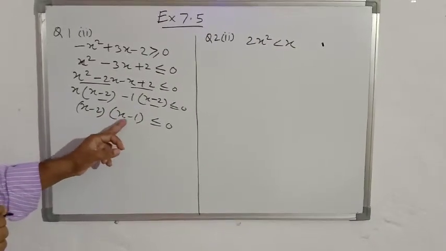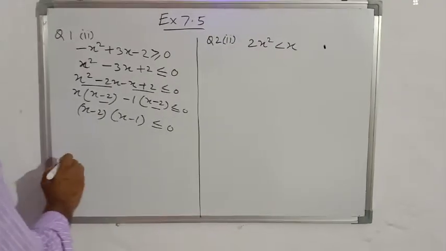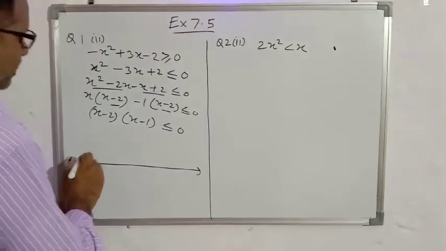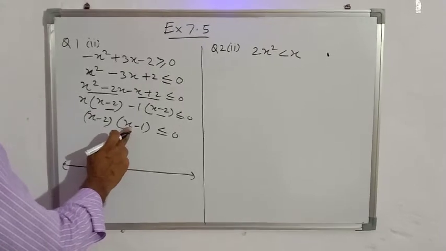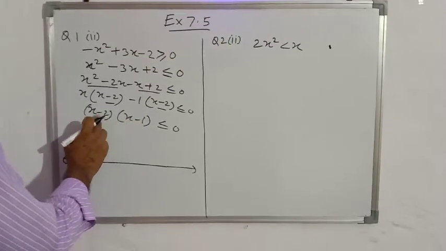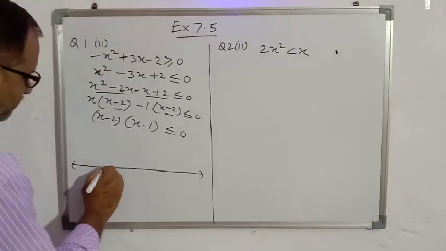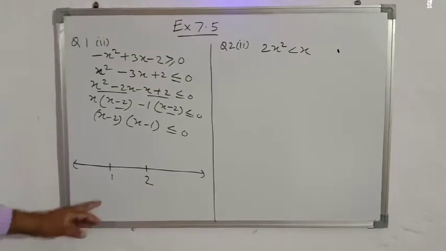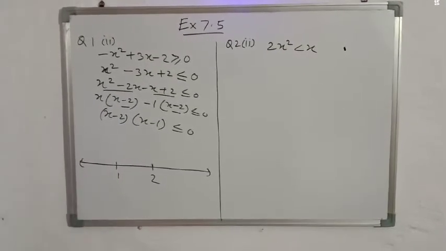At x is equal to 1, it will be 0. At x is equal to 2, it will be 0. So we will draw a number line and we will mark 1 and 2, because at x is equal to 1, product is 0, and at x is equal to 2, product is 0. So we will mark 1 and 2 on the number line. Smaller number 1, we have to write left of 2.